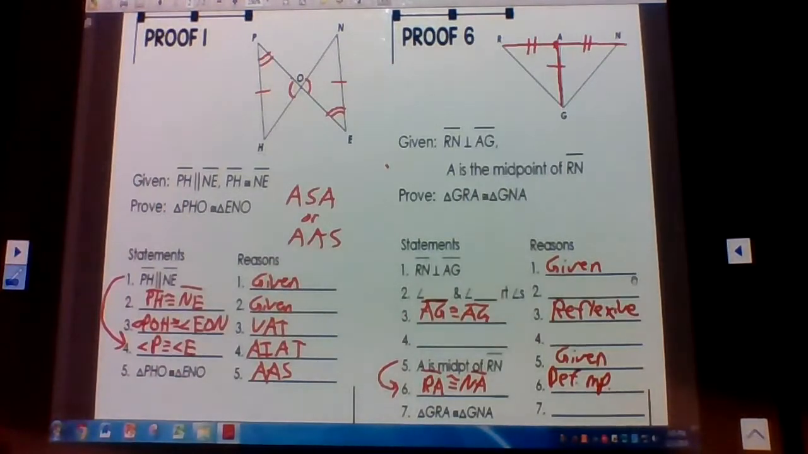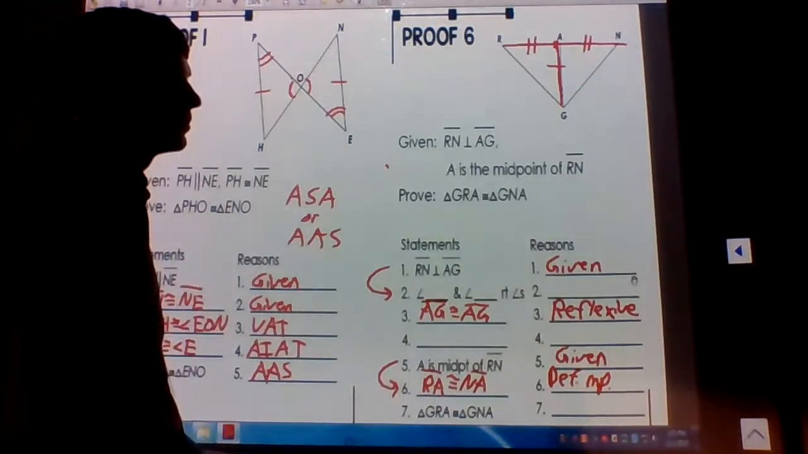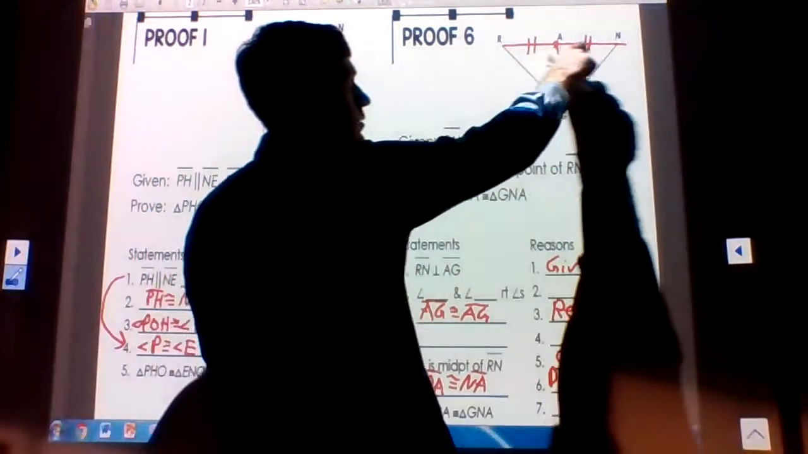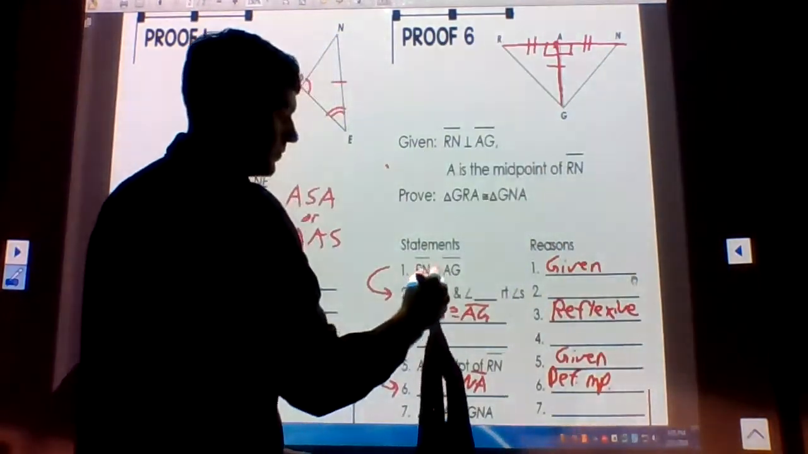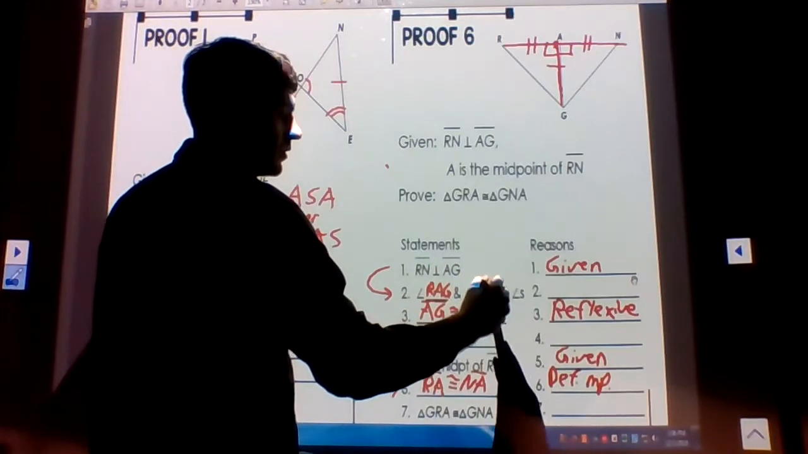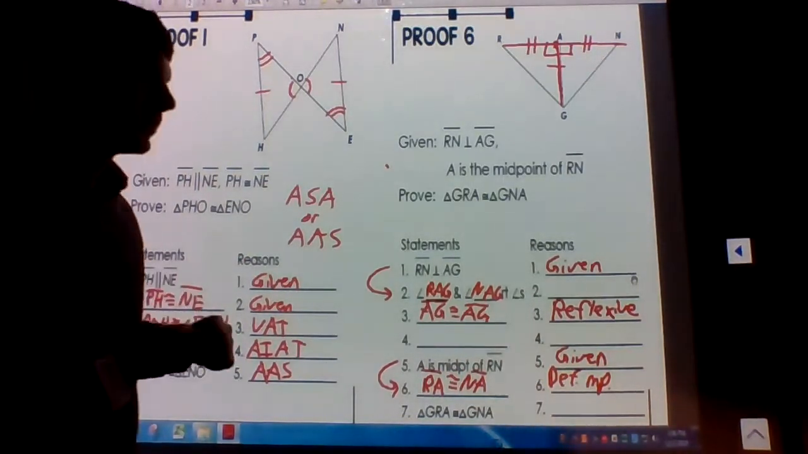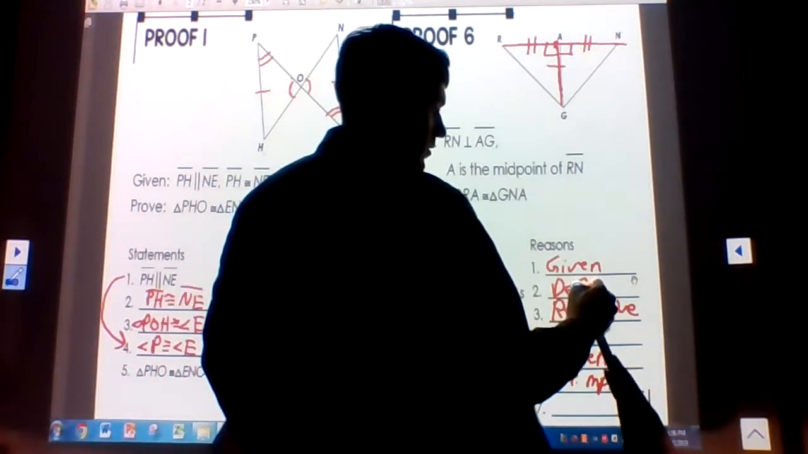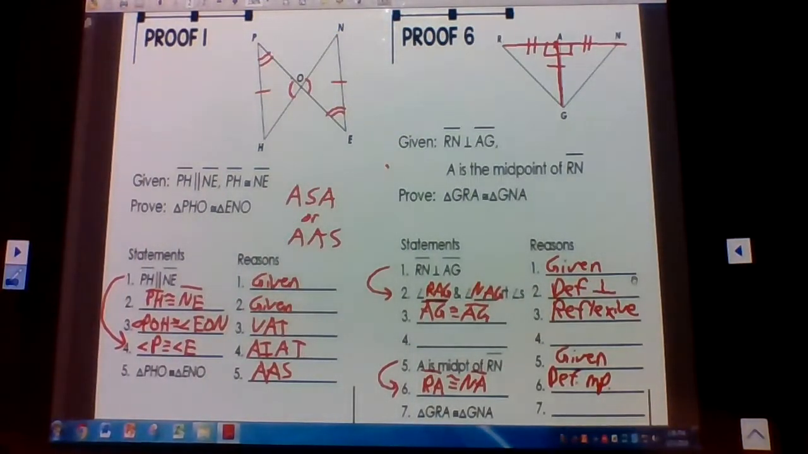Okay, so we go down and list some more. Do we have a bisector? No. Do we have parallel lines? No. Do we have perpendicular lines? Yes. So if we have perpendicular lines, we have right angles. So since RN is perpendicular to AG, we know our right angles are going to be here. So it's angle RAG and angle NAG are right angles. What's the definition of perpendicular? Perpendicular lines are lines that intersect and form right angles. So if we have perpendicular lines, we have right angles.